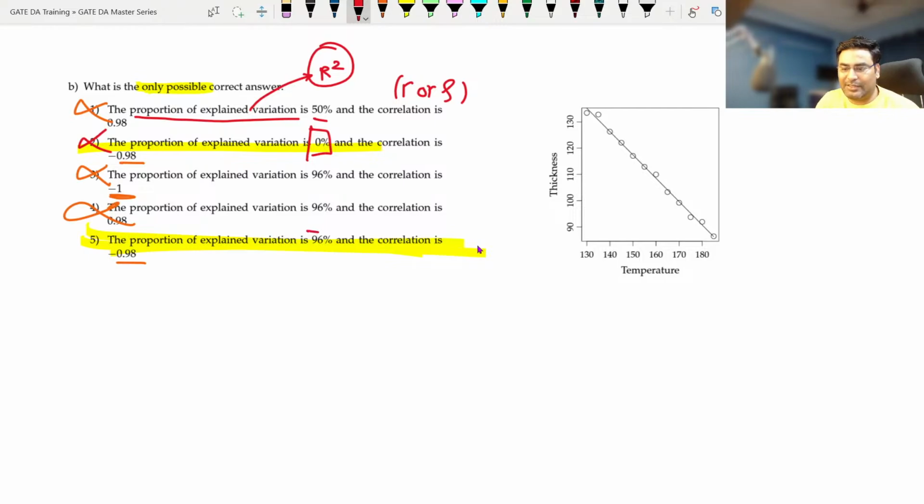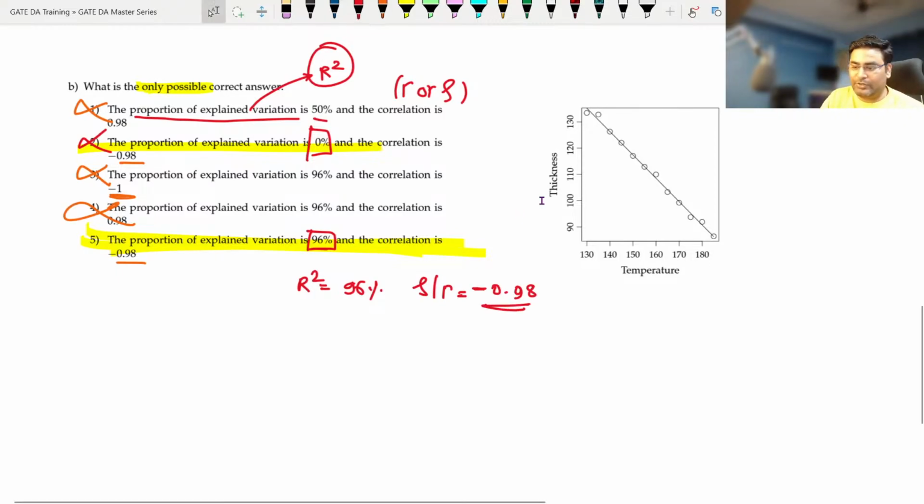And as you can see in this option, they are saying that 96% is the R square, and correlation, rho or R, is how much? Minus 0.98. And actually you can use this to calculate. I have taught you. So what you can do, minus minus will become plus, but you can write minus 0.98 into minus 0.98, and if you just say equal to, see it's coming now 96.04.